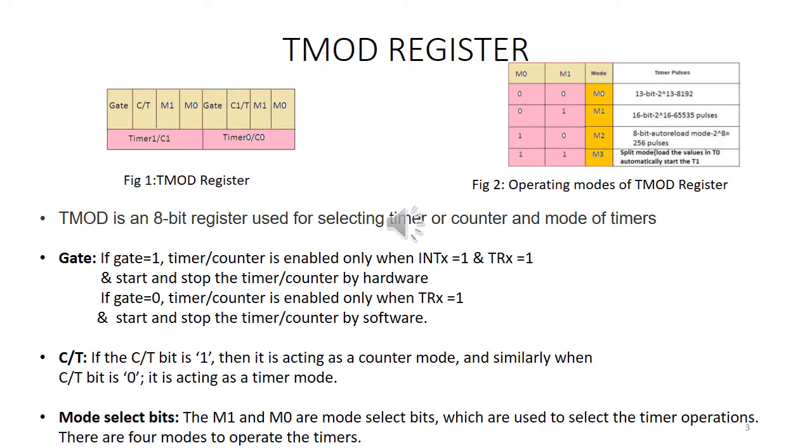If both are equal to 0, 0, it is operating under the mode 0 configuration. This mode 0 configuration is called a 13-bit timer operation. Next one is the mode 1 configuration. This is called a 16-bit timer operation. Next is the mode 2 configuration. This is called an 8-bit timer operation, and it is also called the auto reload mode. Last one is the mode 3 configuration. This is called the split mode.